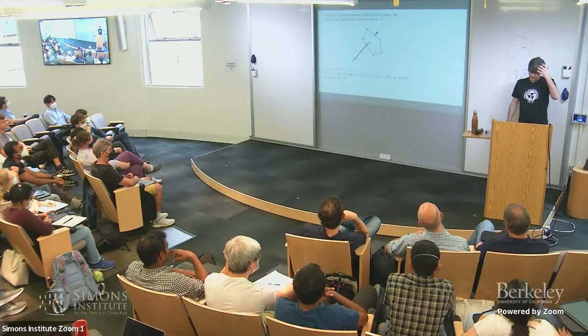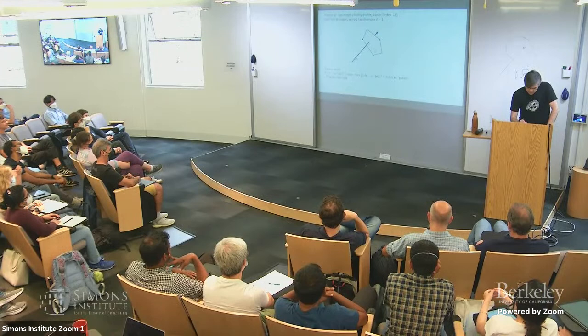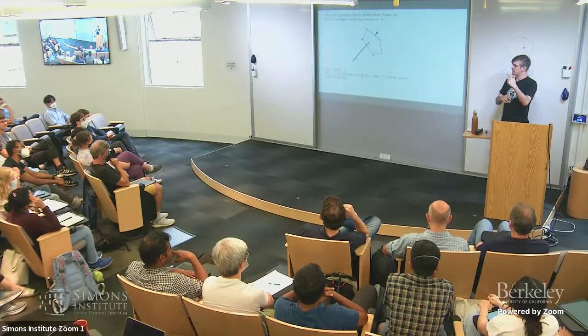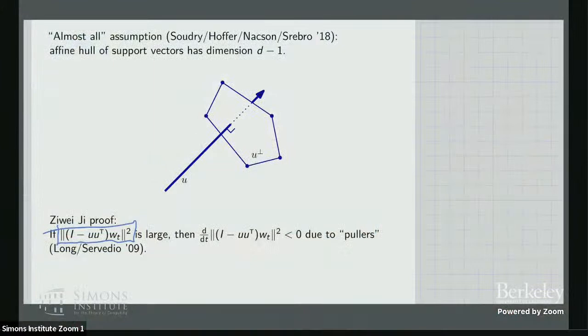This is pretty awesome. His proof technique says that if your weight vector W_t, its projection onto the orthogonal complement of the max margin direction is large, in other words, if you're pointing far away from it, then if you look at d/dt of that thing squared, it must be negative. Let me say it again in words: if you're far away from the max margin direction, then your derivative projected onto that hyperplane must be negative, which means it can never get that large because it has to go back down. There has to be a fixed point, a point it cannot get above, because you can't be above that point and have a negative derivative.